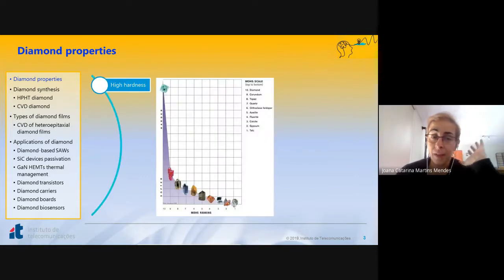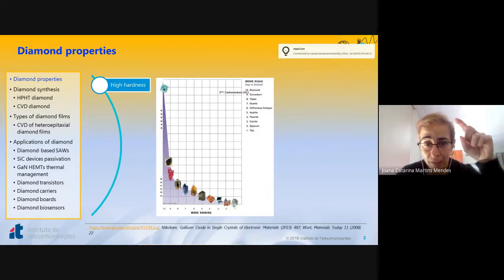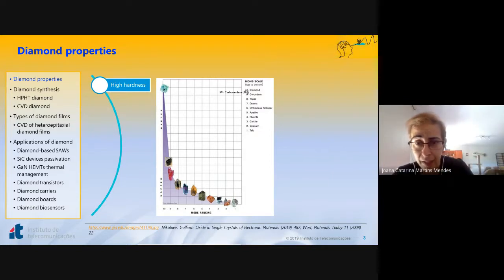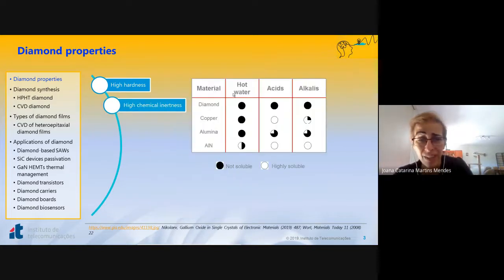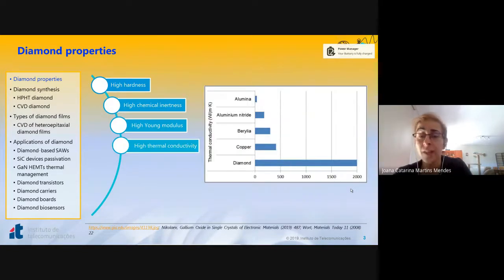Now, diamond is mostly known by its high hardness. Okay, it's the hardest material on Earth. It ranks 10 in the Mohs scale, and it is followed closely by silicon carbide or carborundum. It's also chemically inert, so you can't etch diamond with any liquid. Diamond has a very high Young modulus, which translates in a very high surface acoustic wave velocity. It has a high thermal conductivity. Diamond conducts heat 5 times better than copper.